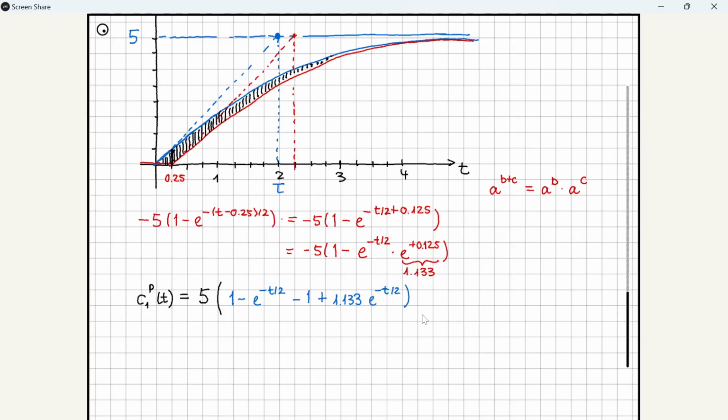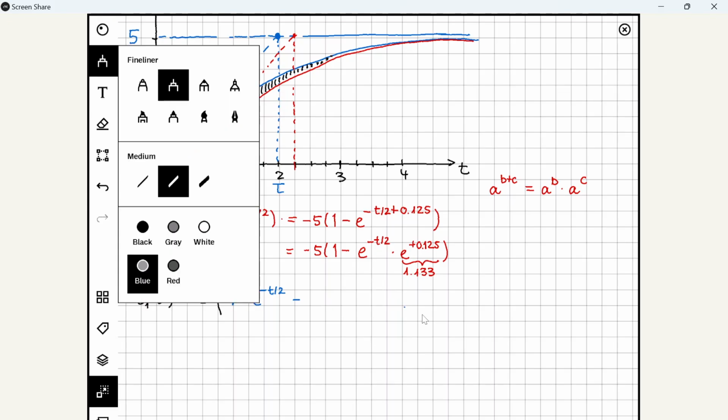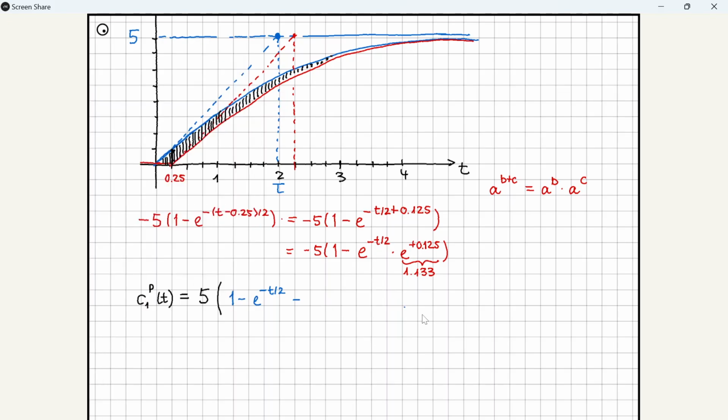Okay. Oh, this was the red curve actually, so I should have written this in red. Actually, all looks gray on my tablet, so this is minus 1 minus 1.133 times e to the minus t over 2.